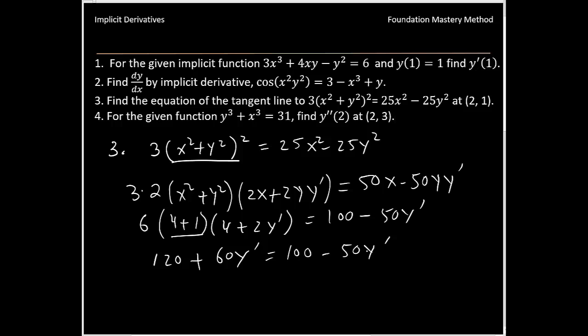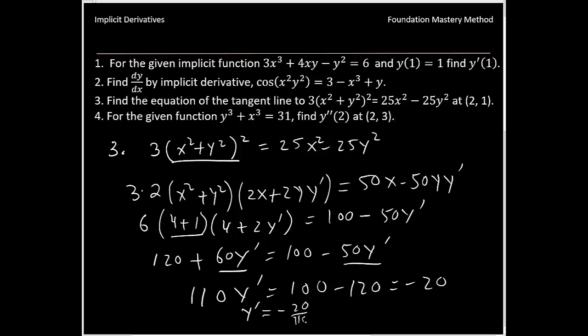Now isolate, so 50y prime will move to this side, so 60 and this positive will make it 110y prime equals 100 minus 120. That gives me negative 20. So then further simplification gives me y prime is negative 20 over 110, which is negative 2 over 11. This is my slope. Now we'll write the equation of the tangent line.